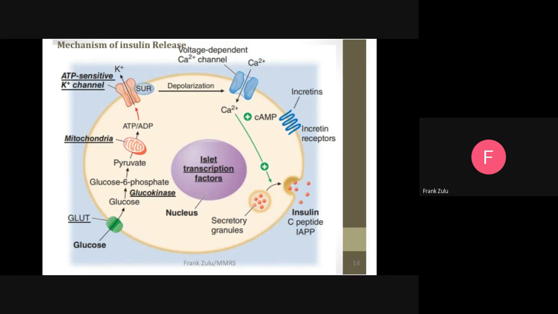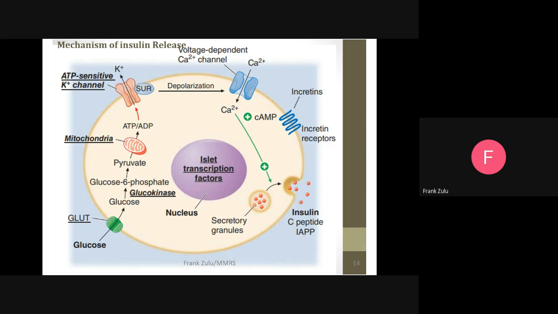Yeah, so the incretin receptor is a G protein-coupled receptor. You can see it's passing through the cell membrane about 7 times. So it's a G protein.